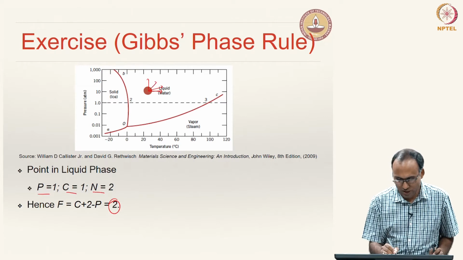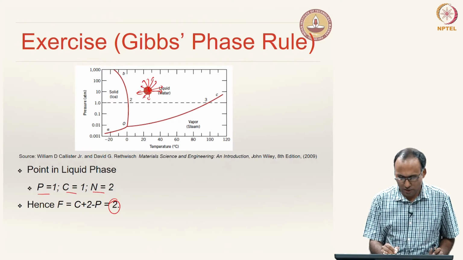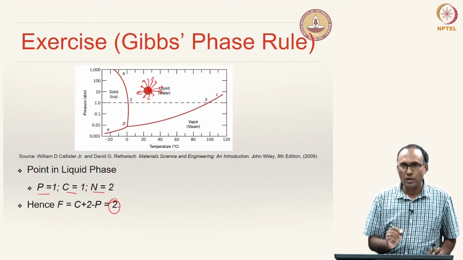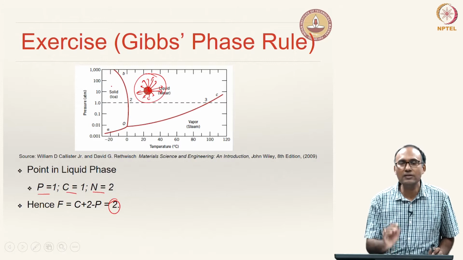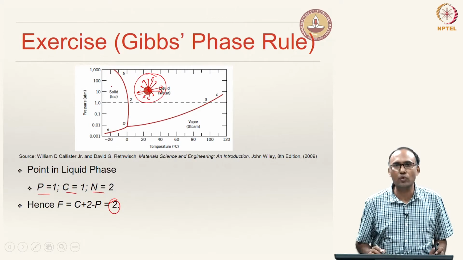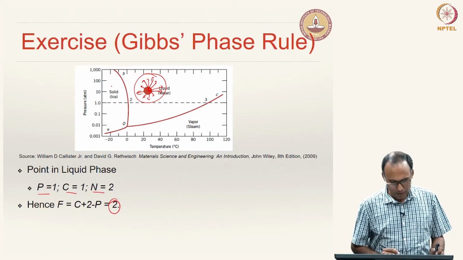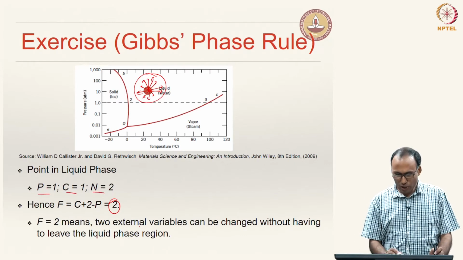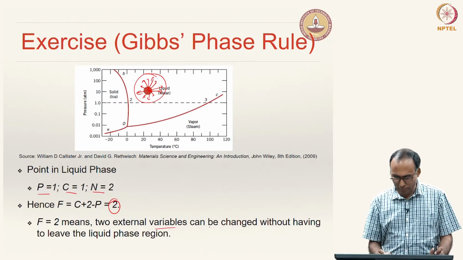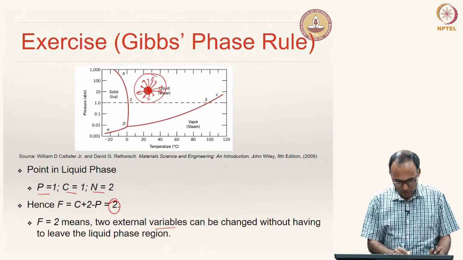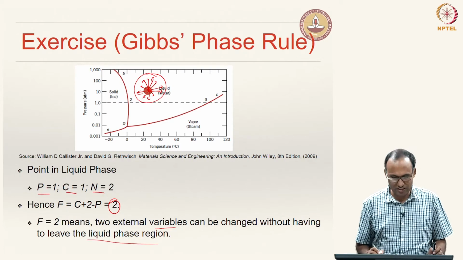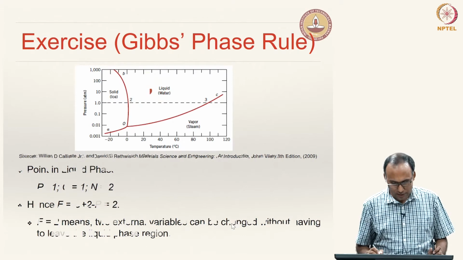You can move this way, this way, this way, all of these are possible. Even if you move, you will still remain in the same state, in the liquid phase only. That is what we mean by degree of freedom. So F equals 2 means two external variables, pressure and temperature, can be changed without having to leave the liquid phase region. You will still be in the liquid phase region. All right.